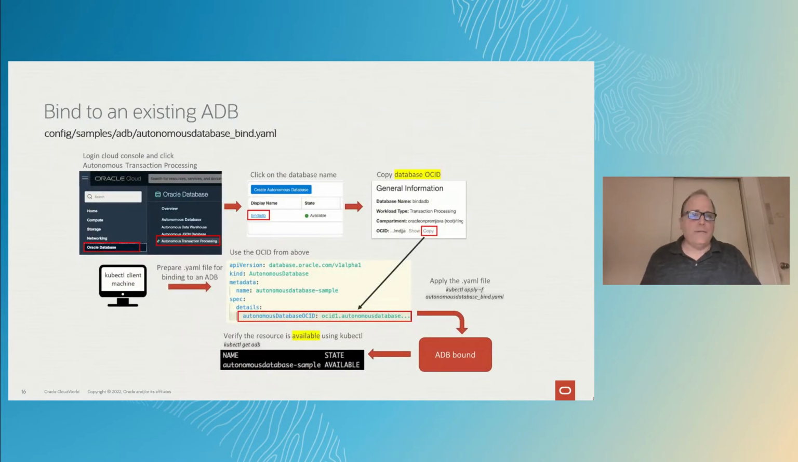In the case of an existing database, you would use autonomous database _bind. That's for an existing autonomous database that you just want to bind to. Again, you get the OCID, you modify the YAML file with that, and then you apply the YAML file, and that's it. You can check to make sure that the resource is available. You can say kubectl get ADB.